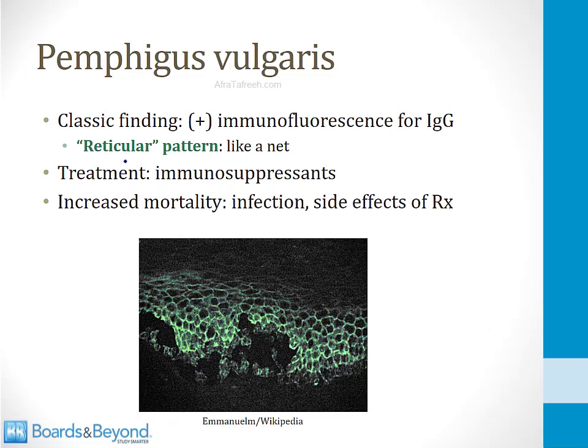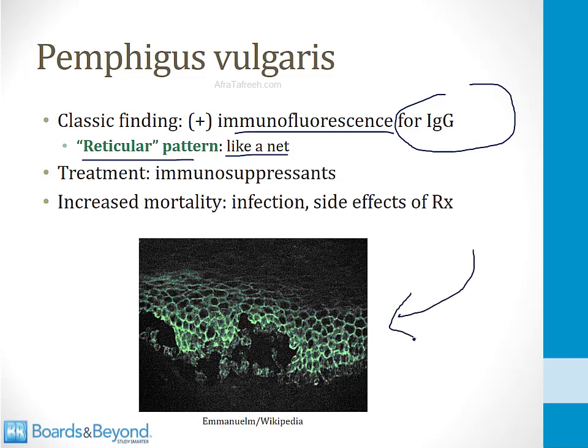The classic pathology finding in pemphigus vulgaris, other than acantholysis, is positive immunofluorescence for IgG antibodies in a reticular pattern. The word reticular means like a net, and this is what the immunofluorescence pattern looks like in pemphigus. It's shown on the screen here. So what's happening is IgG antibodies are attacking the keratinocytes. They are surrounding the keratinocytes. So when you do immunofluorescence staining for IgG antibodies, you see all the borders of the keratinocytes light up, and that makes this reticular pattern that looks like a net.